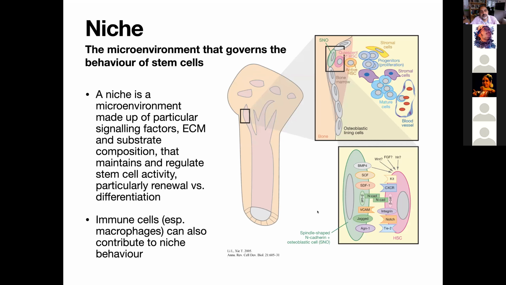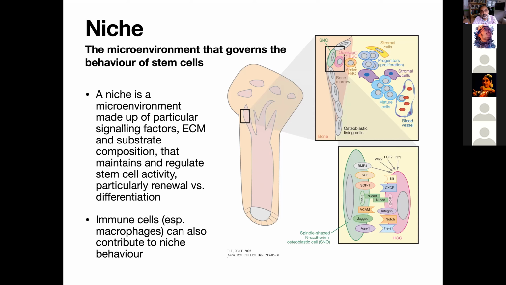The niche is a microenvironment that governs the behavior of stem cells. As I've said, adult stem cells are generally quiescent, which means that they're either not dividing or dividing very slowly. When they're needed, they'll undergo asymmetric cell division to give a particular cell type. What governs that behavior, what tells the embryonic or adult stem cell to either not divide, divide very slowly, or divide and differentiate, is the microenvironment that these stem cells are in.